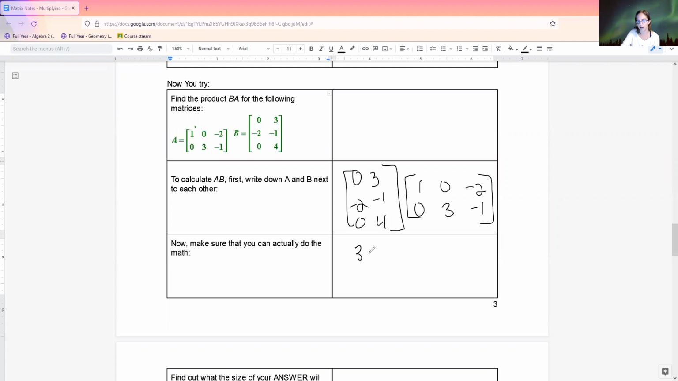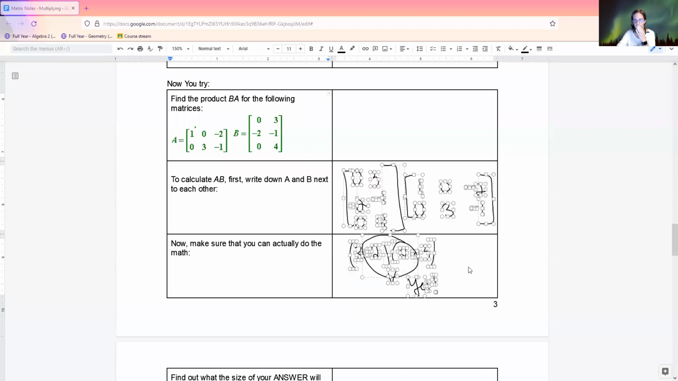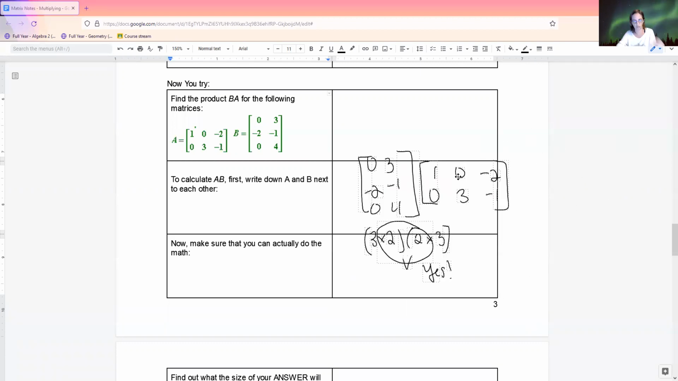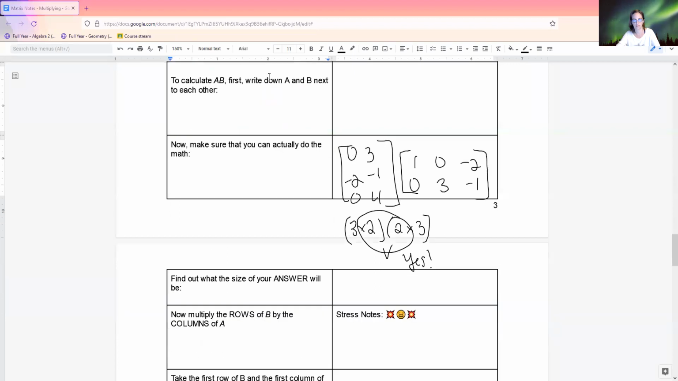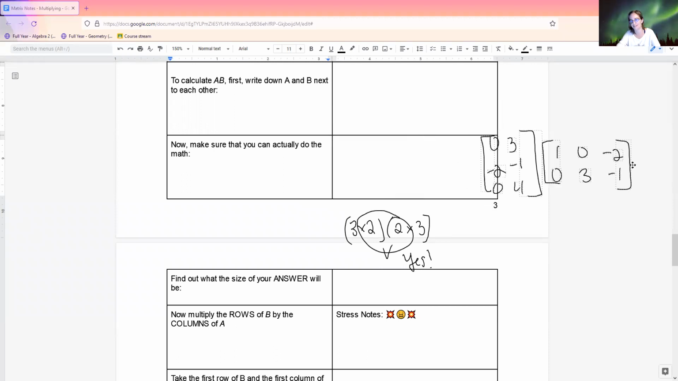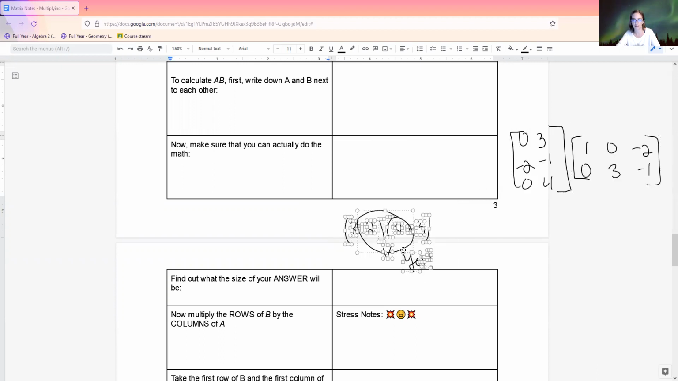This is a 3 row by 2 column. This is a 2 row by 3 column. So 2 by 2, that works. So I can do the math. What would the answer size be? I'm going to select this whole group and copy it and move it over here. Hold on. Okay, let me, because I want to keep these matrices so I can use them in the next part. Okay, so we can do the math.